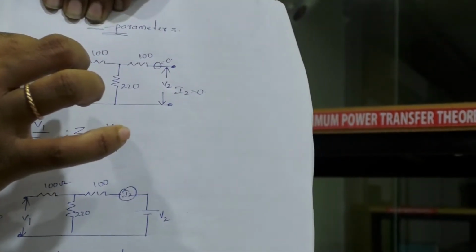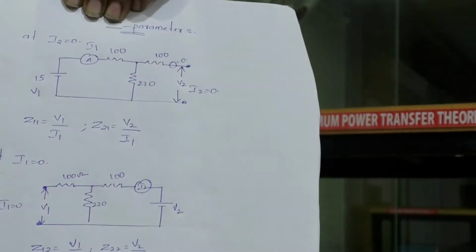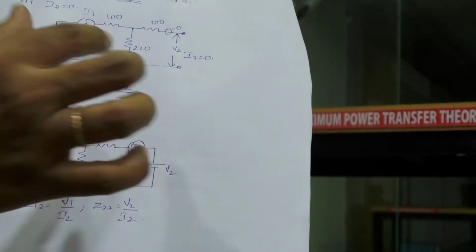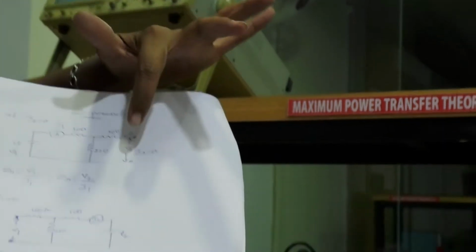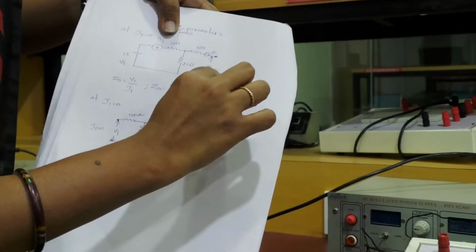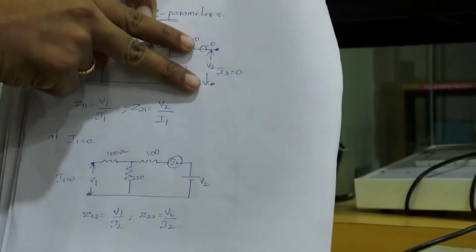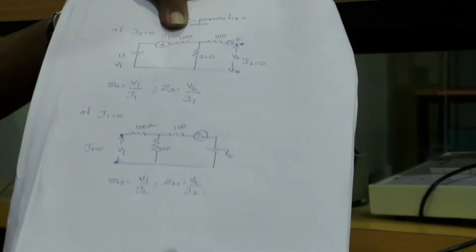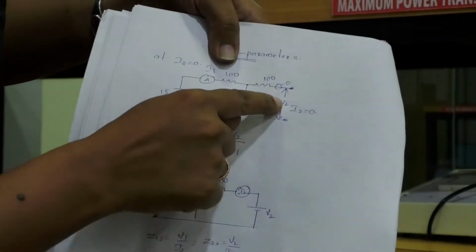Okay, so now when I2 is equal to 0, substitute I2 equals 0 in the previous Z parameters equation. So then you are going to get these two values. Now, how are you going to measure these two values? Since I2 is equal to 0, and here V2 is present, we have to connect a voltmeter here.